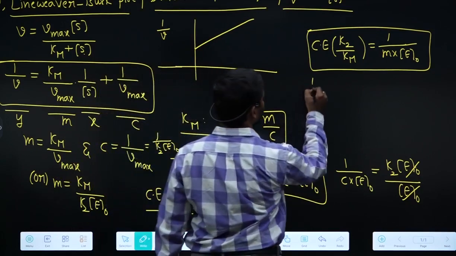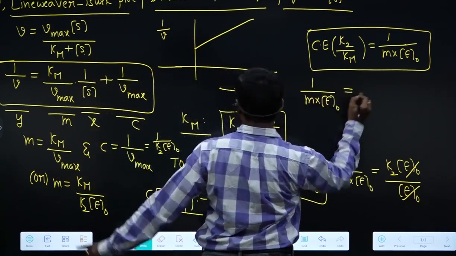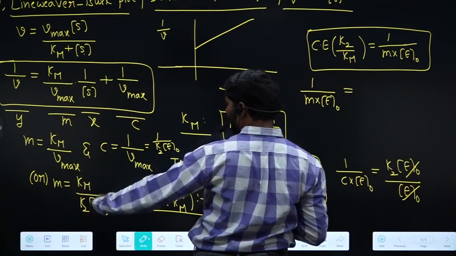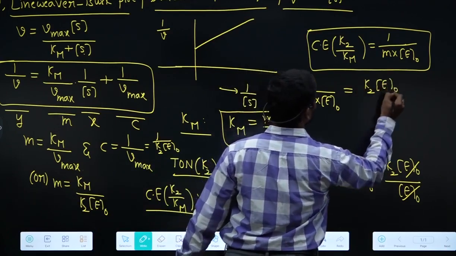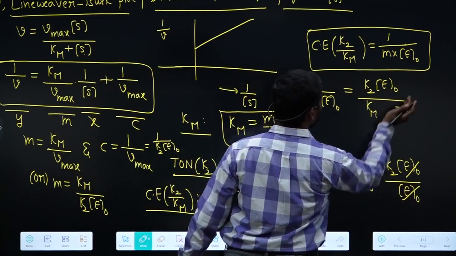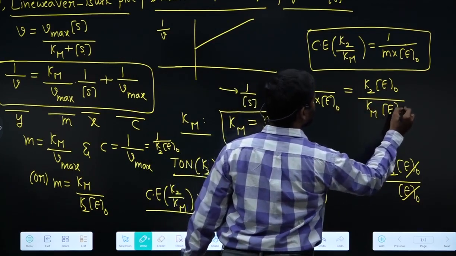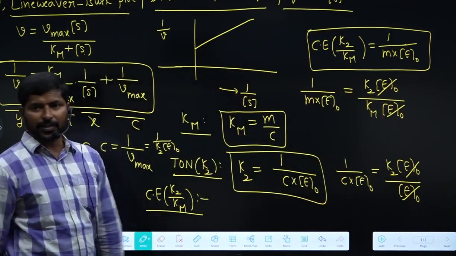Once you do 1 by slope into E naught, 1 by slope, the reverse of this, means what will we get? K2 into E naught by Km, that is 1 by slope. Next, into E naught, so E naught gets cancelled. What we are getting is K2 by Km, that is nothing but catalytic efficiency.